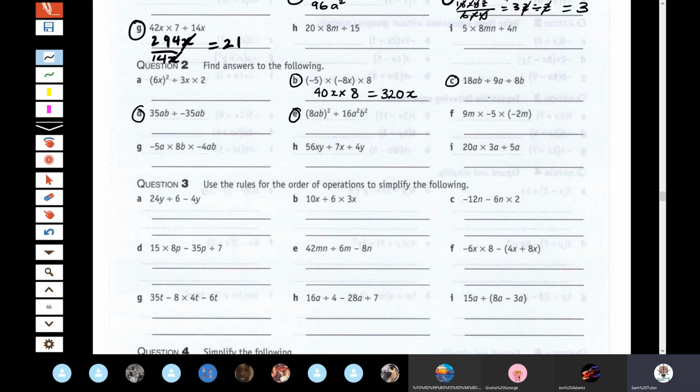Thank you. Let's try this one. 18ab divided by 9a divided by 8b. All right, Zara, help me out with this one. 18ab divided by 9a. And then, of course, we're going to divide by 8b. So what did you get here? I got 2b. This becomes a divided by a, and 18 divided by 9 is 2b. Yep, 18 over 9 is 2b, and then you still got 2b divided by now 8b.